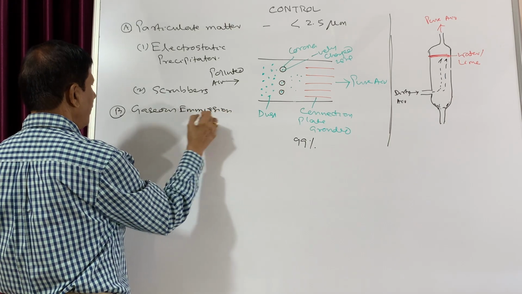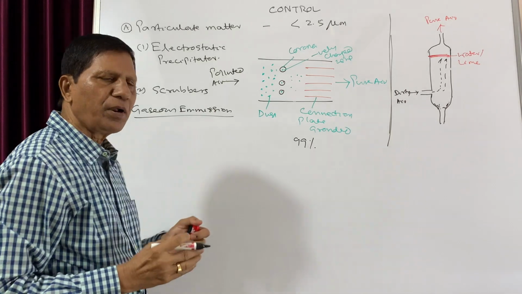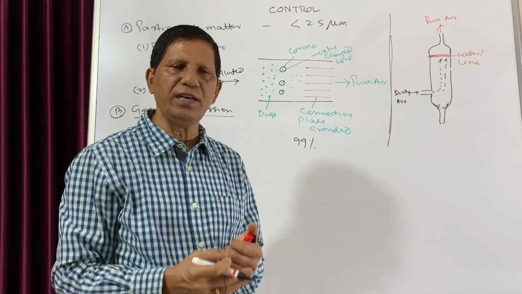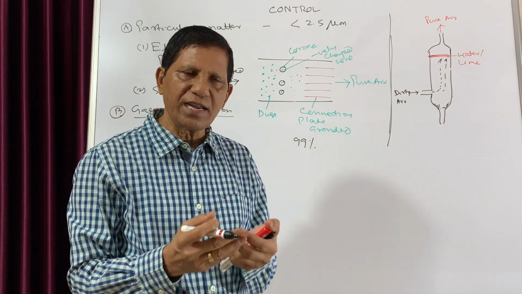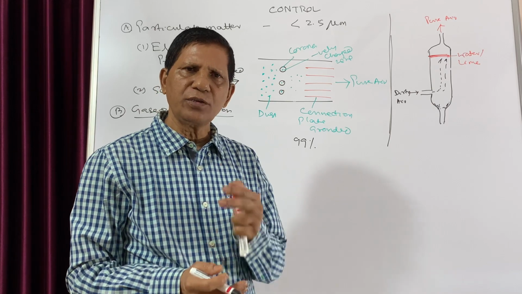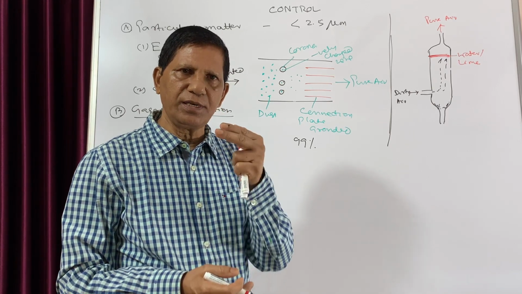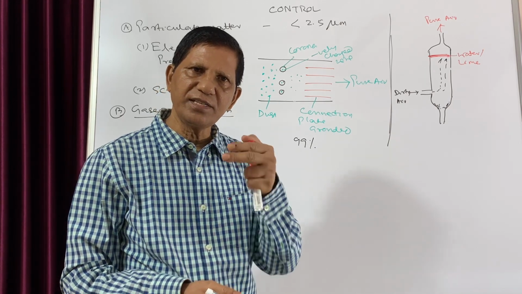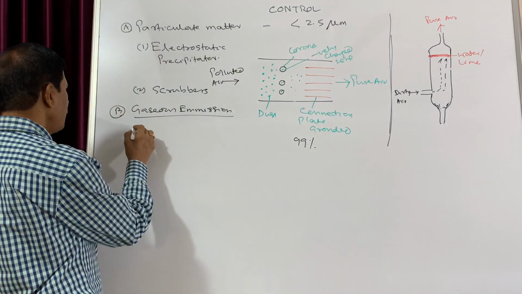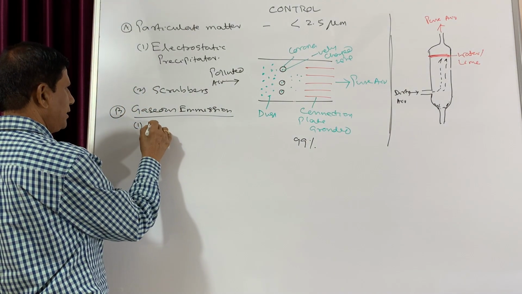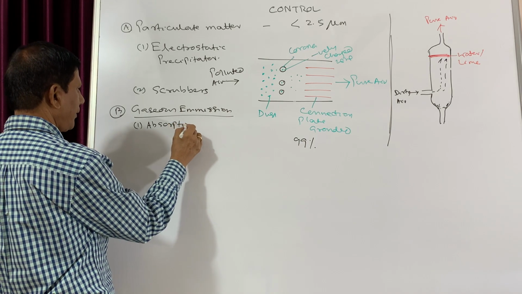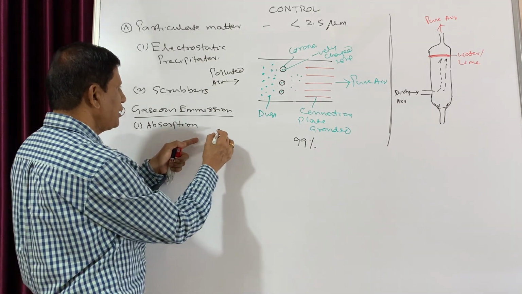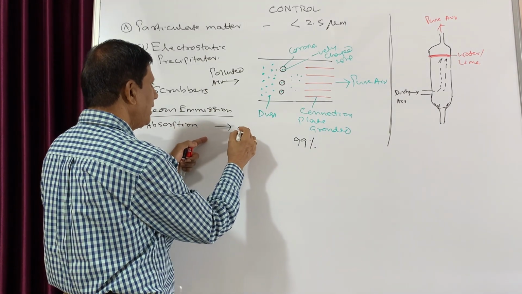From industries, along with particulate matter, different gases are also released. So how can those polluted gases be purified? There are usually three methods. One is absorption, the second is adsorption, and the third is combustion. The first method is absorption. In this method, the polluted air is passed through water.